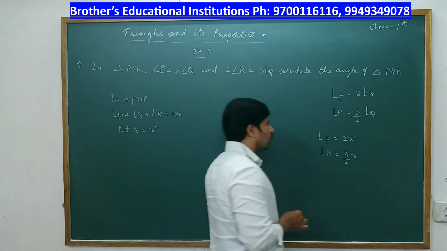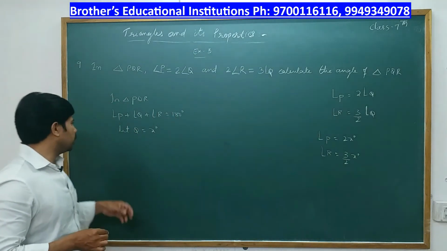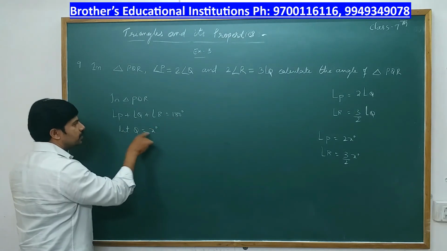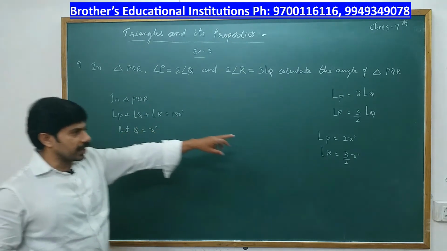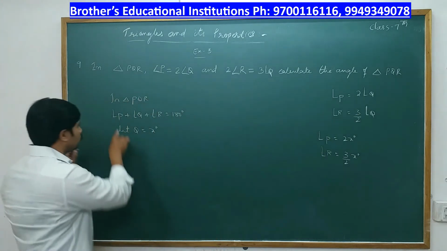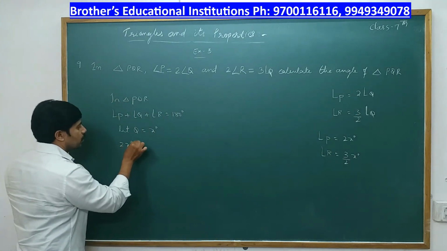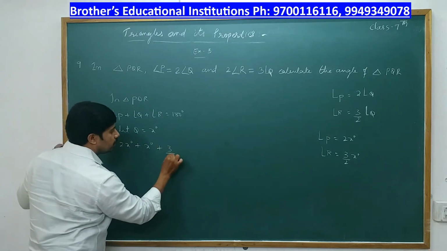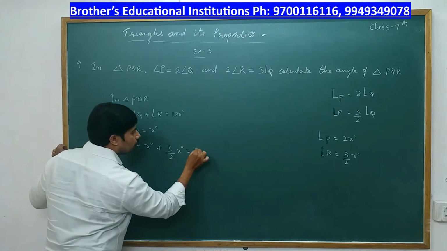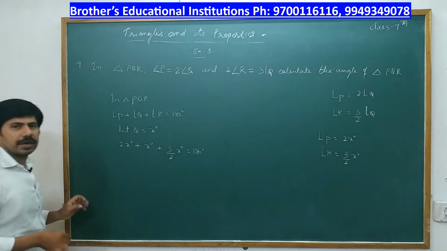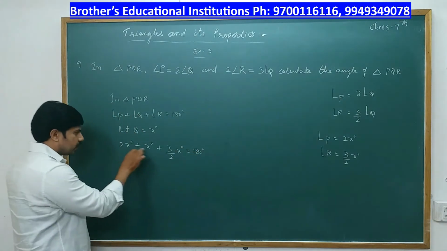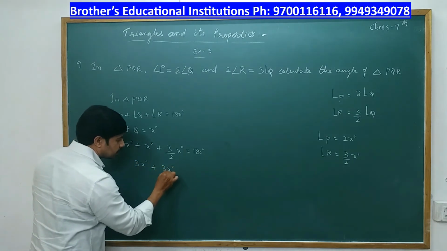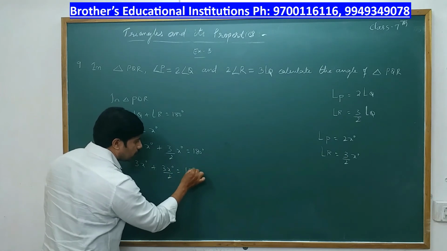Now after this what I do is, I'll use this angle sum property. See, angle P plus angle Q plus angle R is 180. So angle Q is x. So I am substituting now. So what is angle P? It is 2x. So I'll substitute instead of P 2x. And what is angle Q? We assumed as x. And angle R is 3 by 2x is equal to 180 degrees. Right? After substituting, 2x plus x will be 3x plus 3x by 2 is equal to 180 degrees.